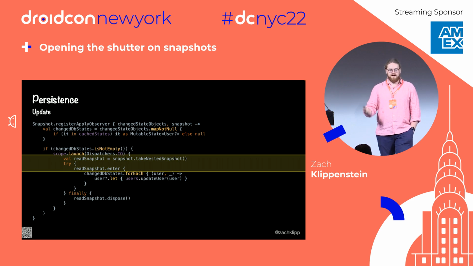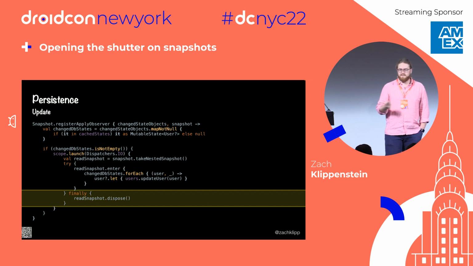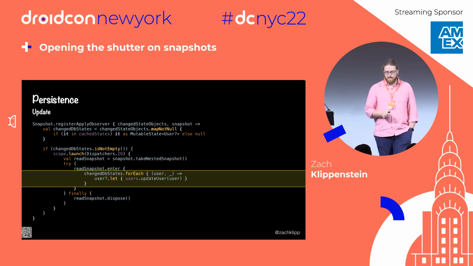So now we've created a read-only snapshot that's a child of the one that these changes were applied to. We're going to enter the snapshot, and then loop over all the changes and just write them to the database. And lastly, we have to dispose the snapshot just to avoid memory leaks.